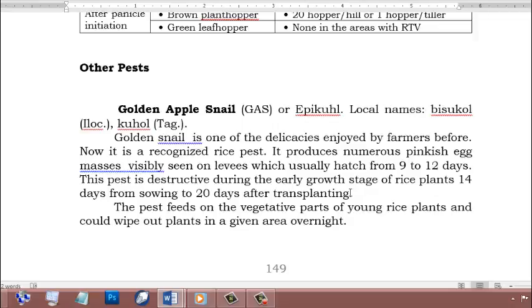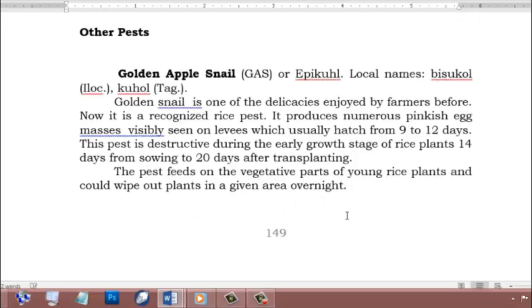This pest is destructive during the early growth stage of rice plants, 14 days from sowing to 20 days after transplanting, at the seedling stage. The pest feeds on the vegetative parts of young rice plants and could wipe out plants in a given area overnight. That's how dangerous they are. So we should not just look at them and have fun watching them, but let us start.